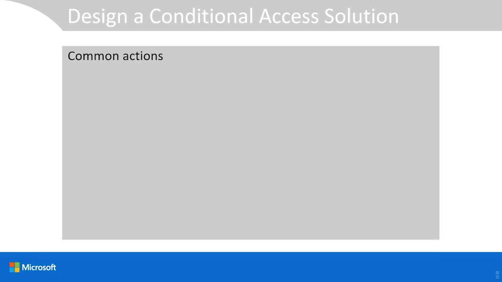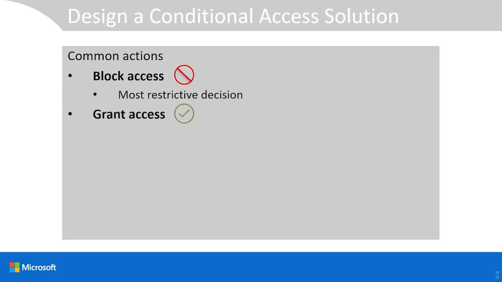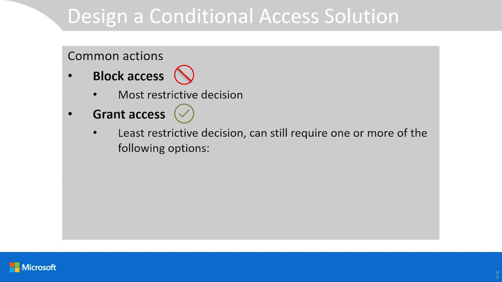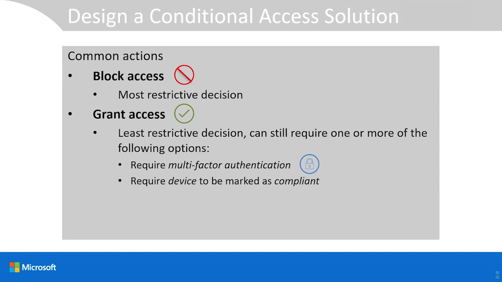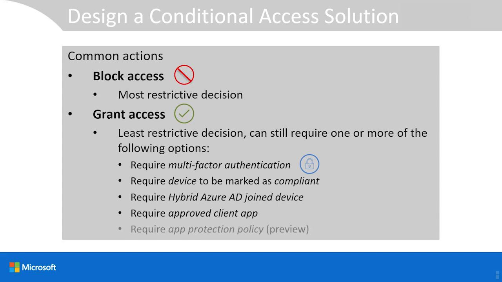Once a signal has been detected, you can configure your policy to take one or more actions. Some common ones are block access, which is the most restrictive decision, or grant access, which is the least restrictive decision, but you can still require additional constraints, like requiring multi-factor authentication, requiring the device to be marked as compliant, requiring that the device be a hybrid Azure joined device, which means that it's joined to your on-prem AD and also registered with Azure AD, requiring that the client app has been approved in advance, or requiring enforcement of an Intune app protection policy, which governs what an app is allowed to do with corporate data.